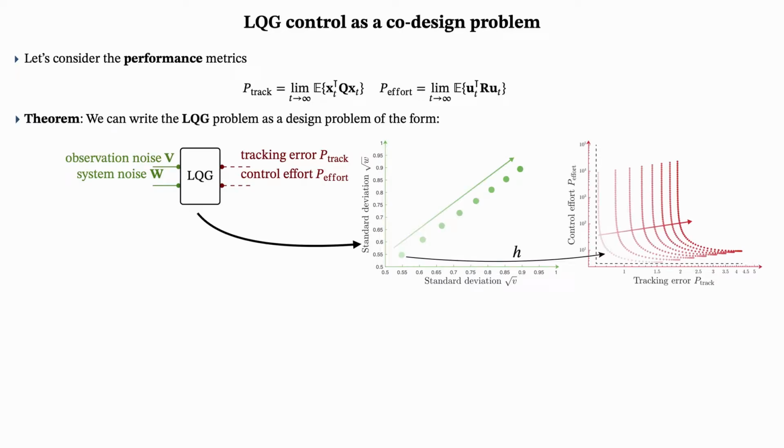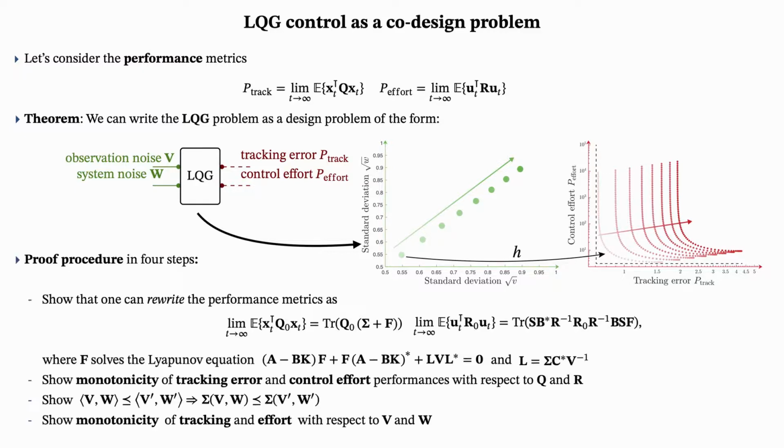Given this separation, we are now ready to state the first result of this work, which simply says that we can write the LQG problem as a design problem with observation noise and system noise as functionalities and tracking error and control effort as resources. The monotone relation between the two is intuitive, and you can see this from the figure on the right. Being robust to higher observation and system noises will require equal or higher tracking error and control effort. We can prove this formally in 4 steps, using the partial order on matrices defined before.